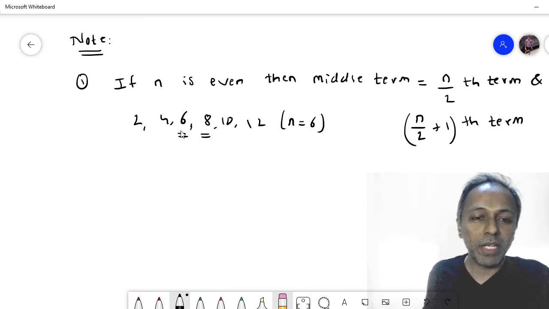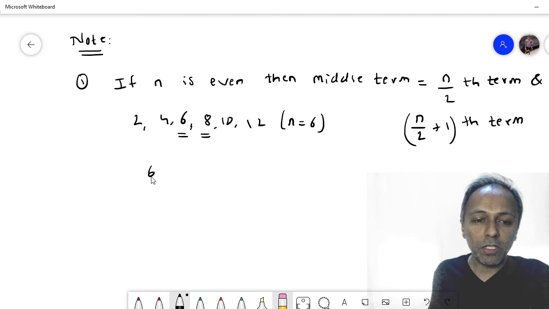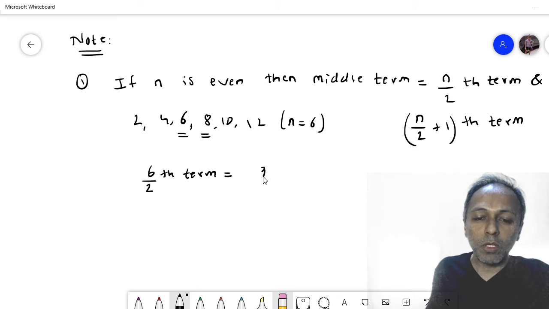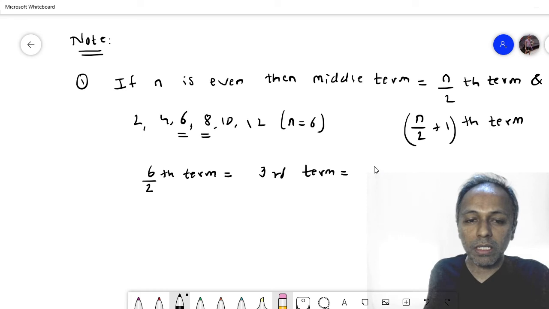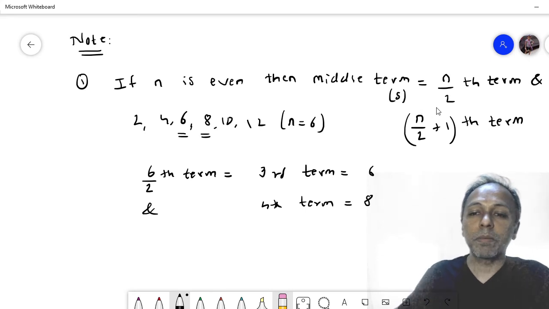How are we getting that? Here we are able to get it by observation, but if you know the formula, n upon 2, that is 6 upon 2, will become 3, so the 3rd term is the middle term. So the 6 upon 2th term is equal to the third term, and the third term in this AP is 6. Same way, the n upon 2 plus 1th term will imply the next term, which is the 4th term. n upon 2 plus 1 will make it the 4th term, which is 8 in this case. So they become your middle terms. Let me write in brackets, s.